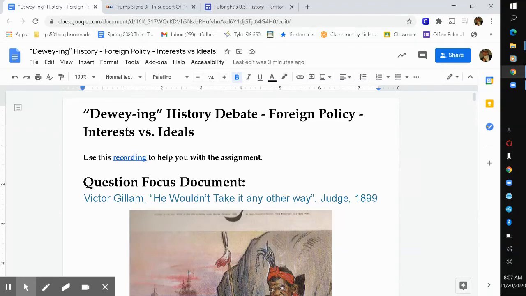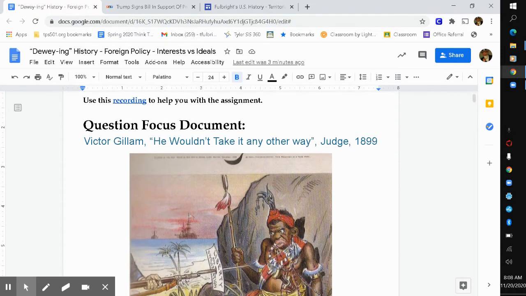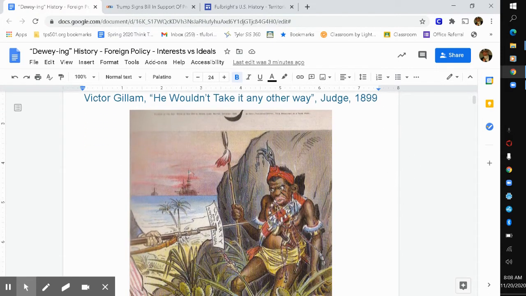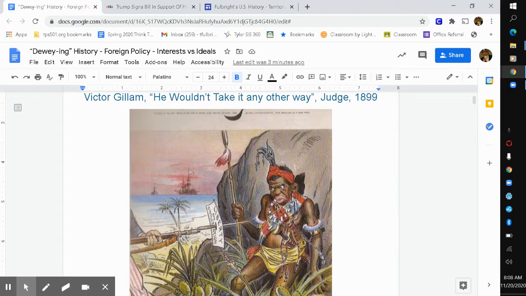Okay, students, today in our Dewey-ing history debate, we're going to be talking about foreign policy, specifically the concept of American interest versus American ideals. We're going to start with this question-focused document made by Victor Gillum. He wouldn't take it any other way.